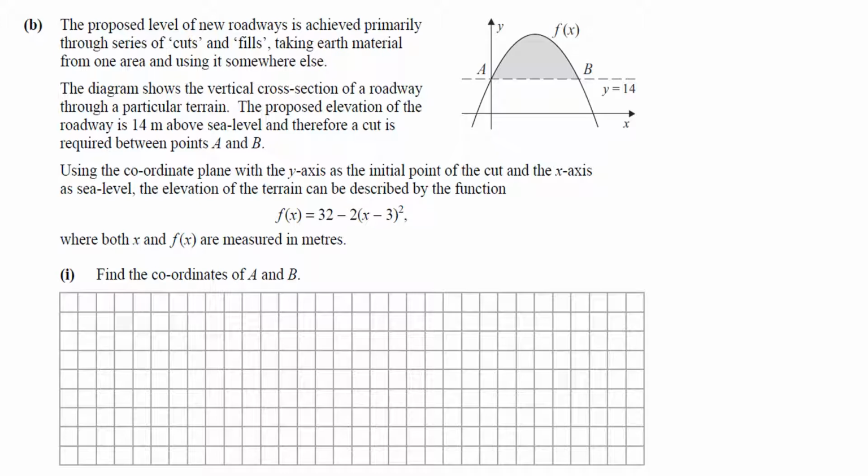So, what we do know about A and B is both of them have a y value of 14. From the graph, it's very easy to see that A is actually going to be 0, 14. But what's B going to be? So we want to find where our function is equal to 14. So to do that, we get 14 is equal to 32 minus 2 times x minus 3 squared.